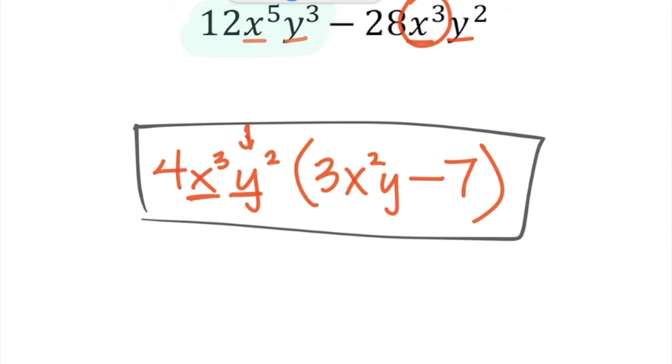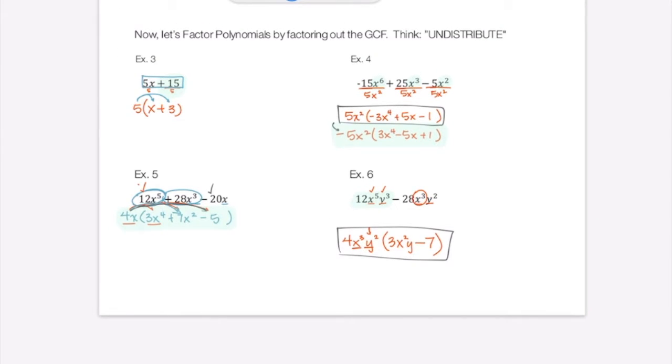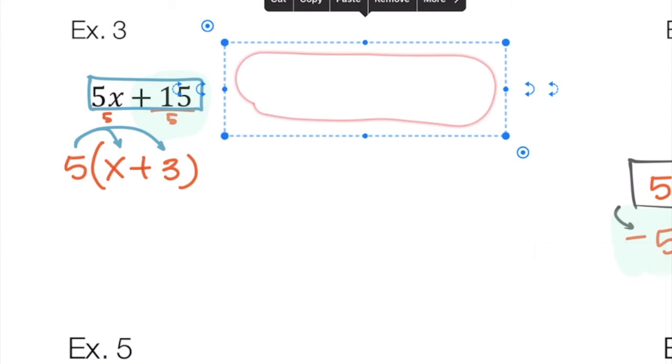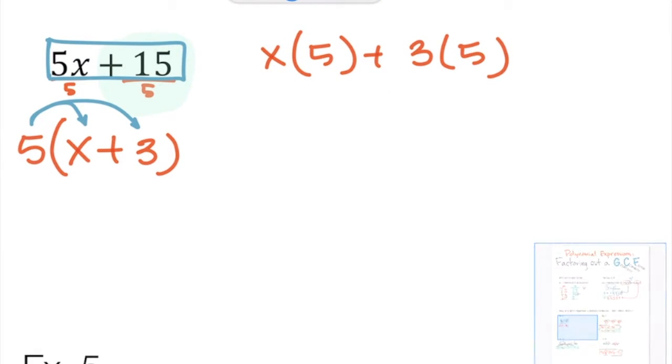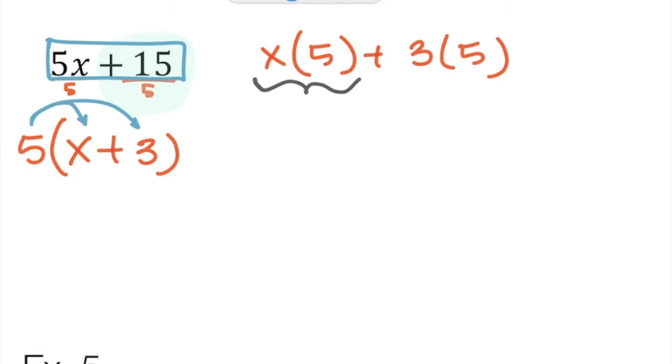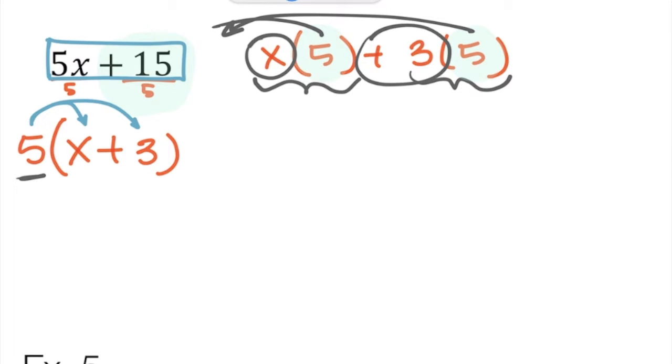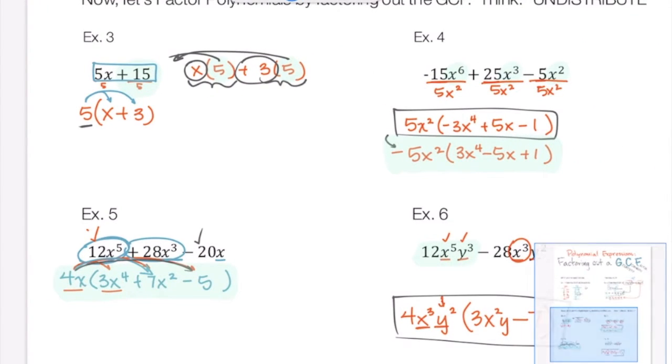All right, so before we move on to the back of this page, I want to show you a different way of just visually looking at these common factors. One thing I could have done here with 5x plus 15 is I could have written 5x as x times 5, and 15 as 3 times 5. Notice what happened is we have a common 5, and what do we do with that? We undistributed it so that it came here, and then what was left was an x plus 3. So think about that for a second if you need to.